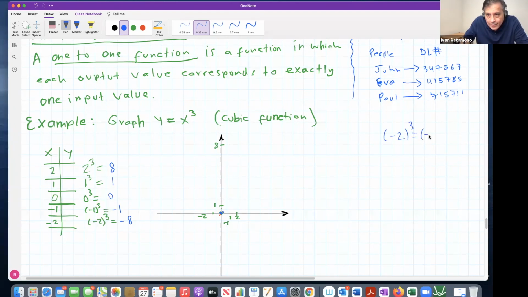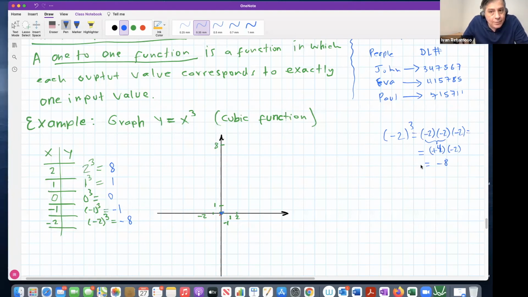Sometimes the students ask me, Professor, negative 2 cubed, negative 8? Explain. All right, here is the explanation. Negative 2 cubed means negative 2 times negative 2 times negative 2. This guy is positive 4, times negative 2, ends up being negative 8, right? Negative 8.